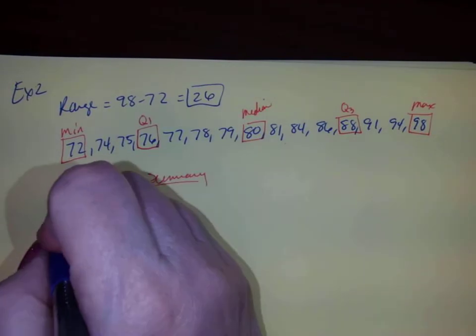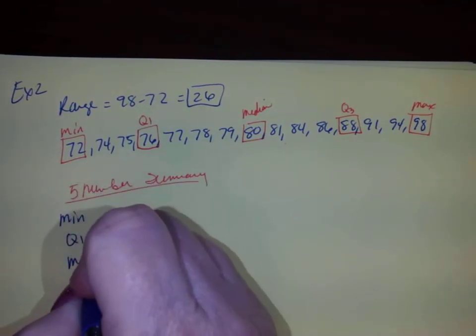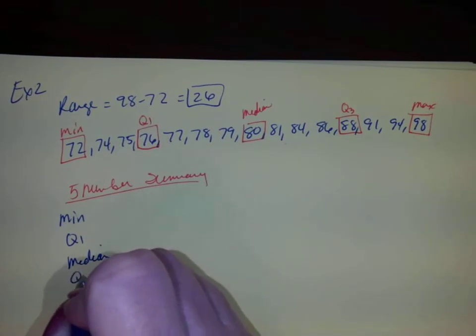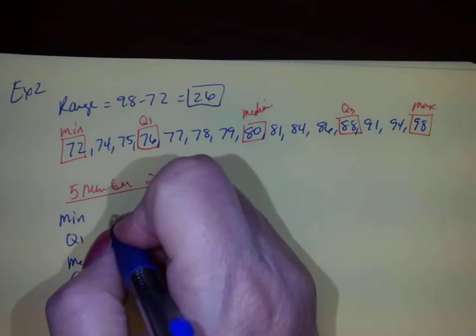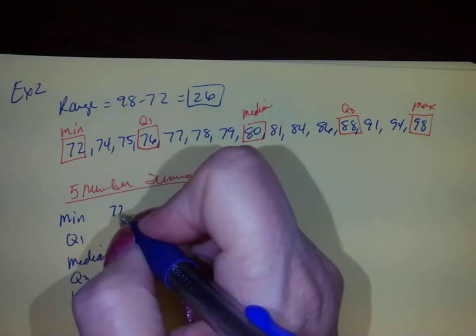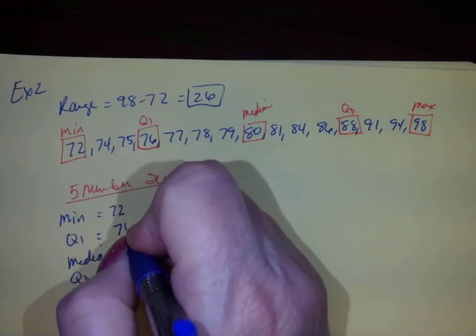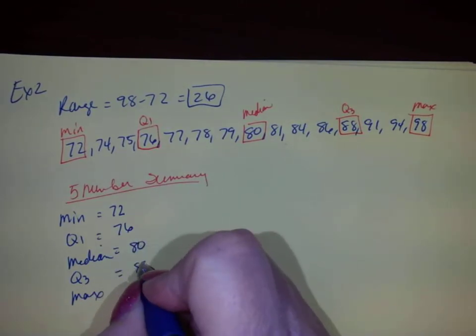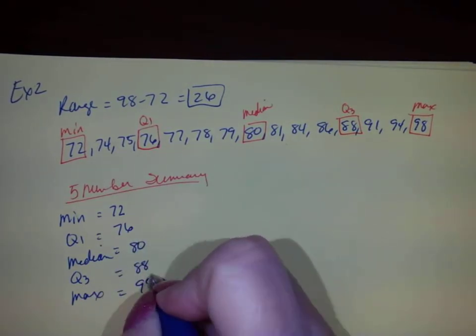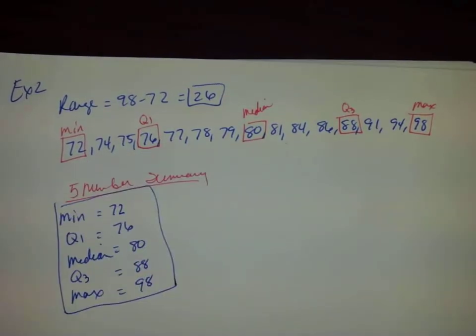we're going to have our min, our quartile 1, our median, our quartile 3, and our max. So the min is 72. Our quartile 1 is 76. Our median is 80. Our quartile 3 is 88. And our max is 98. So that is our 5-number summary.